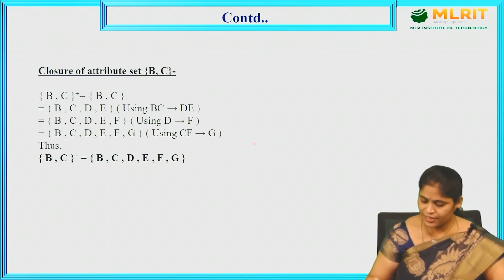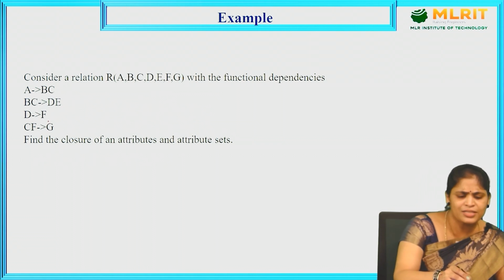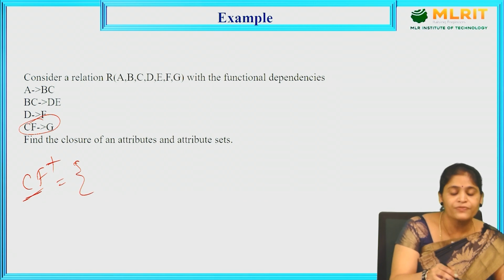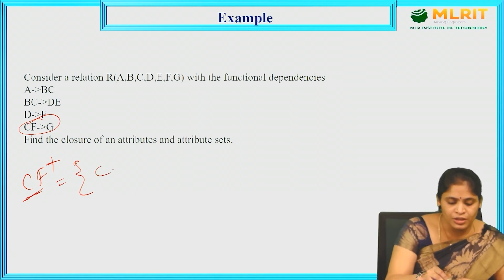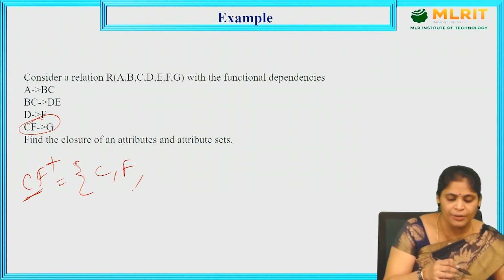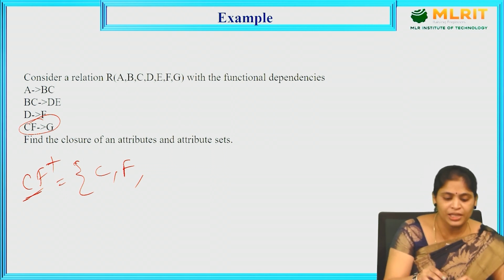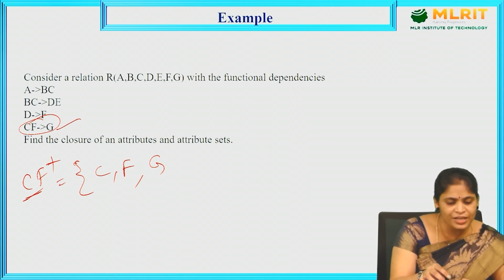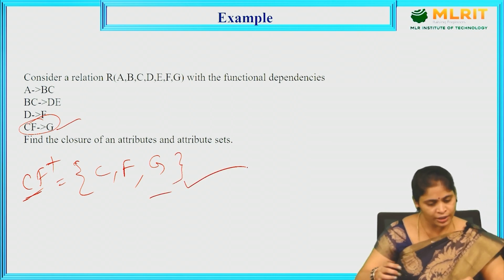Okay. Next, let us derive the closure of CF. This is an attribute set. Closure of CF means we have to include these two elements first, C comma F. Whether C derives anything uniquely? No. F derives anything uniquely? No. Combinedly CF derives what? CF derives G. Whether CFG derives anything? No. So this is the resultant.